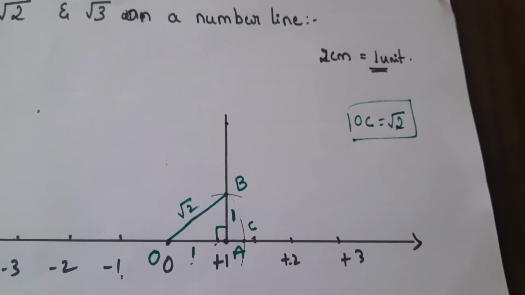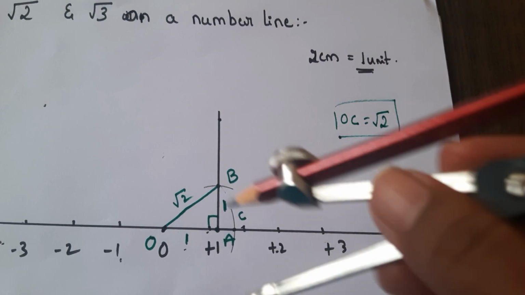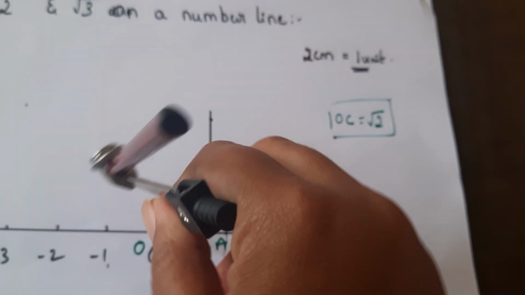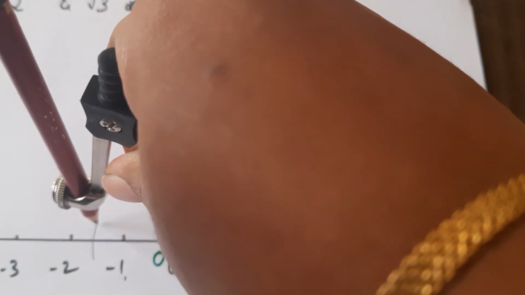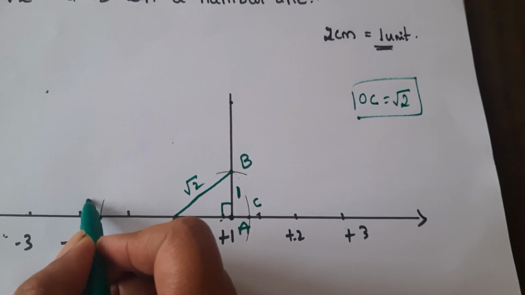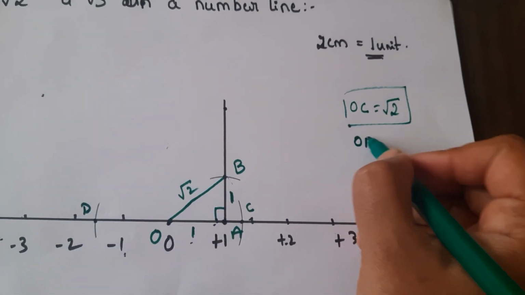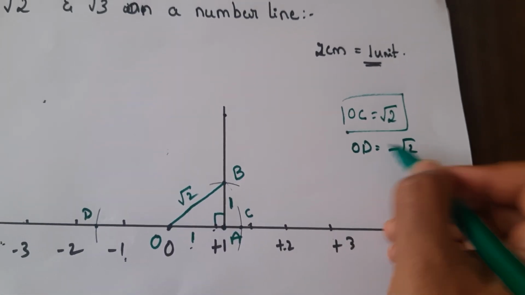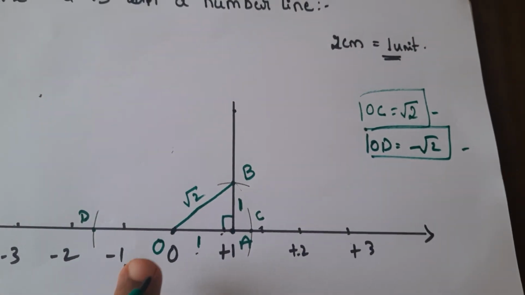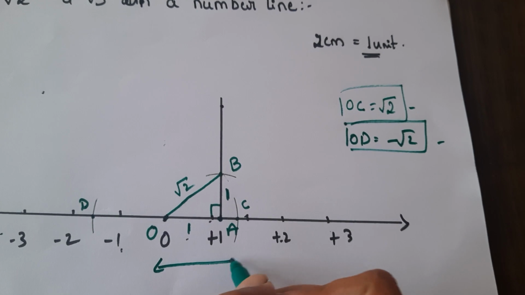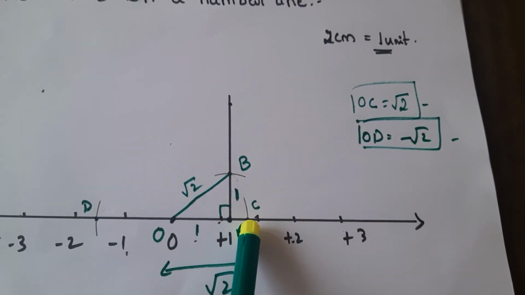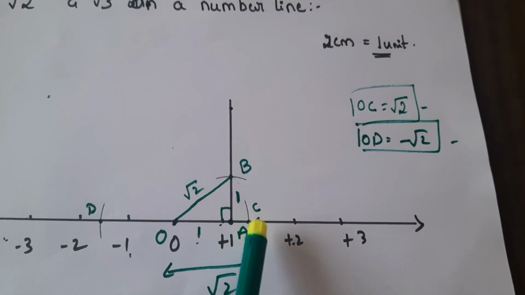So you got plus square root 2 here. For minus square root 2, you measure the same OB and cut an arc here on the negative number side. Label it as D. OD is minus square root 2. No other difference. Both are the same. Hence, this length OC is equal to square root 2. So on the number line, at point C, the square root 2 lies.